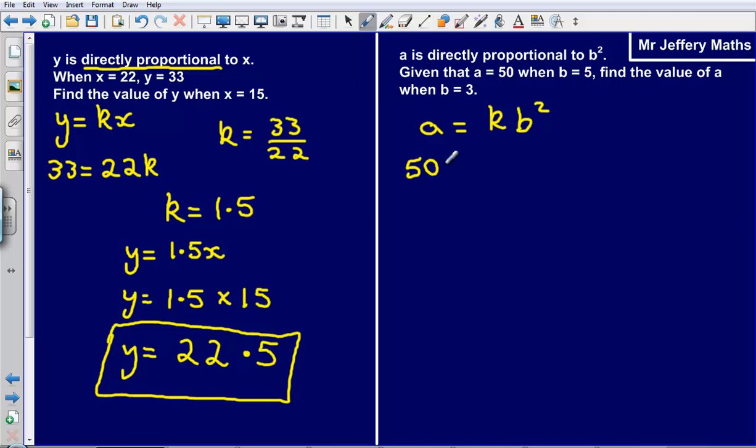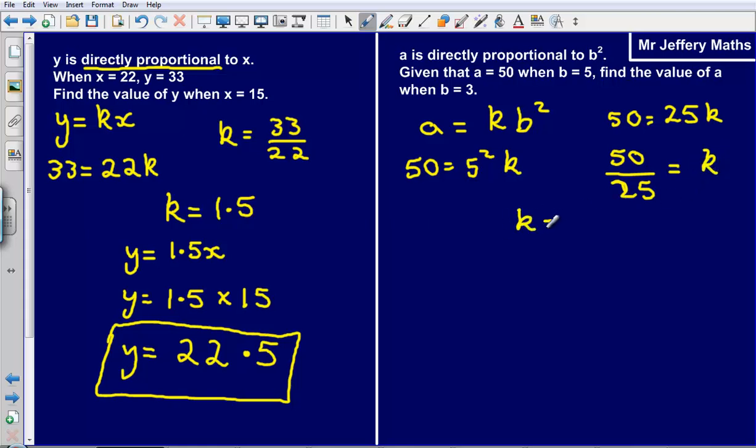50 is equal to 5 squared k. So 50 is equal to 25k, and then k is going to be 50 over 25, which means that k is equal to 2. Now I've figured out the relationship between these two things, I can write out my formula, just substituting this k back into the original formula that I wrote out.